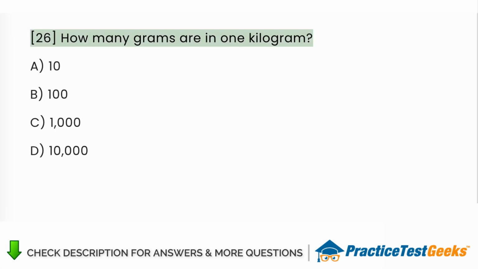How many grams are in 1 kilogram? A. 10. B. 100. C. 1,000. D. 10,000.